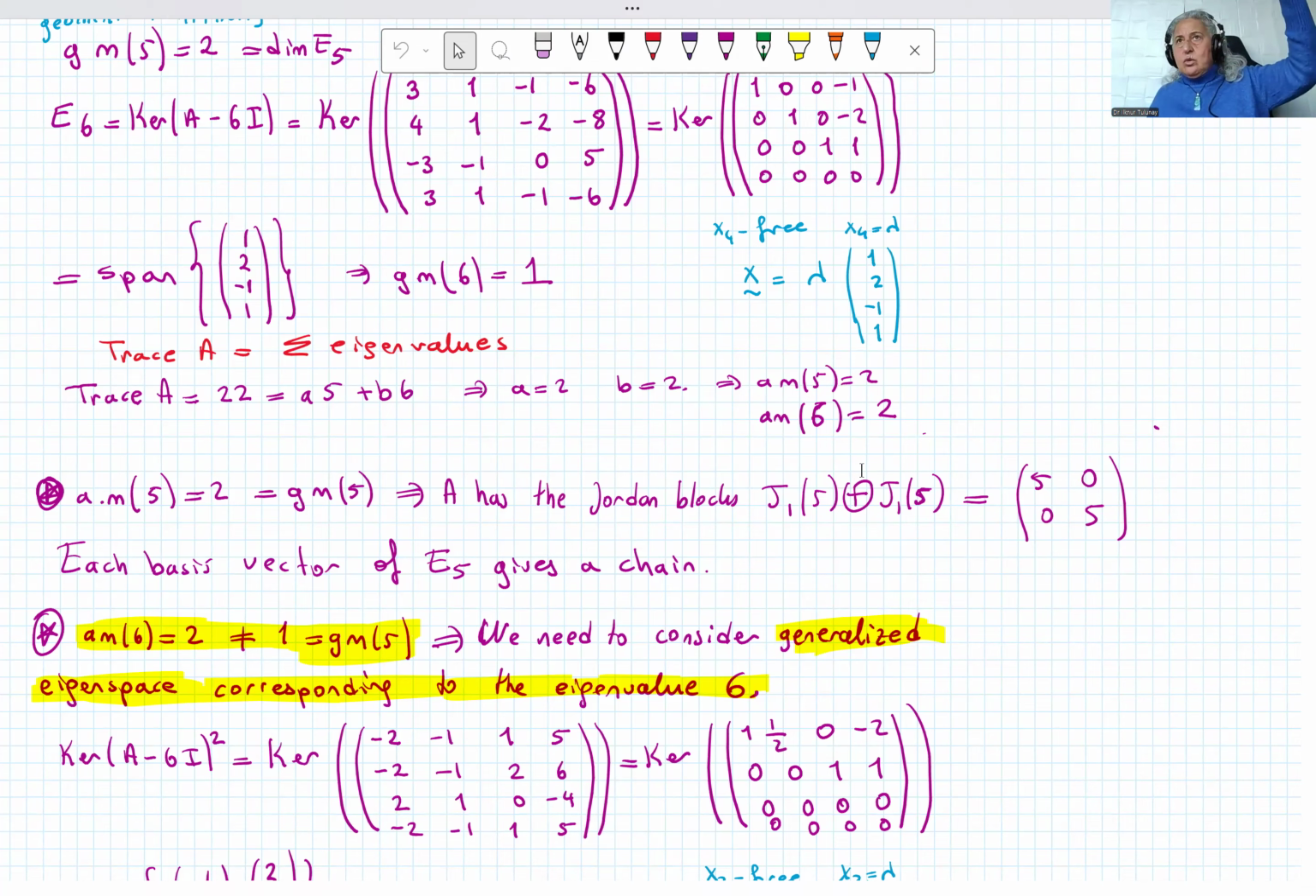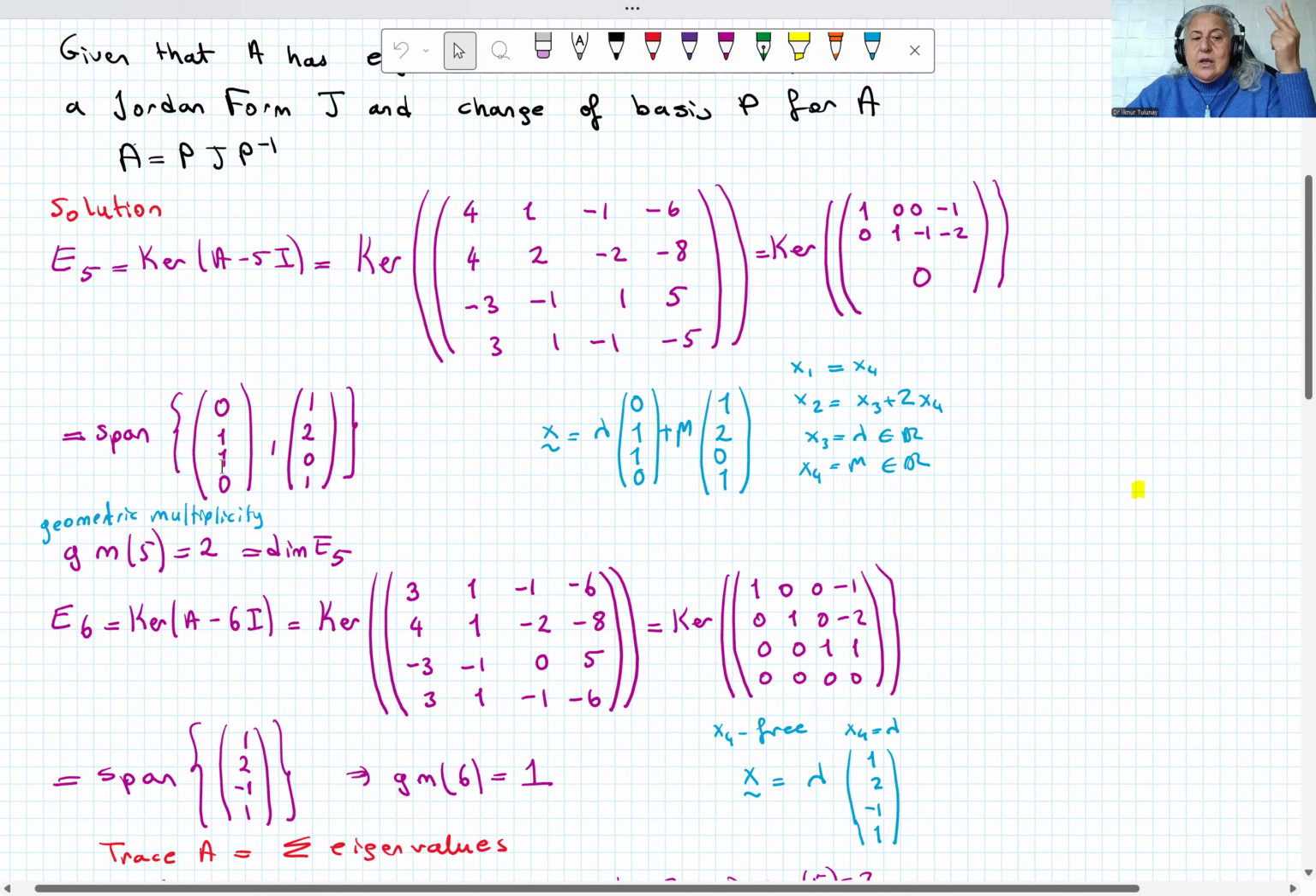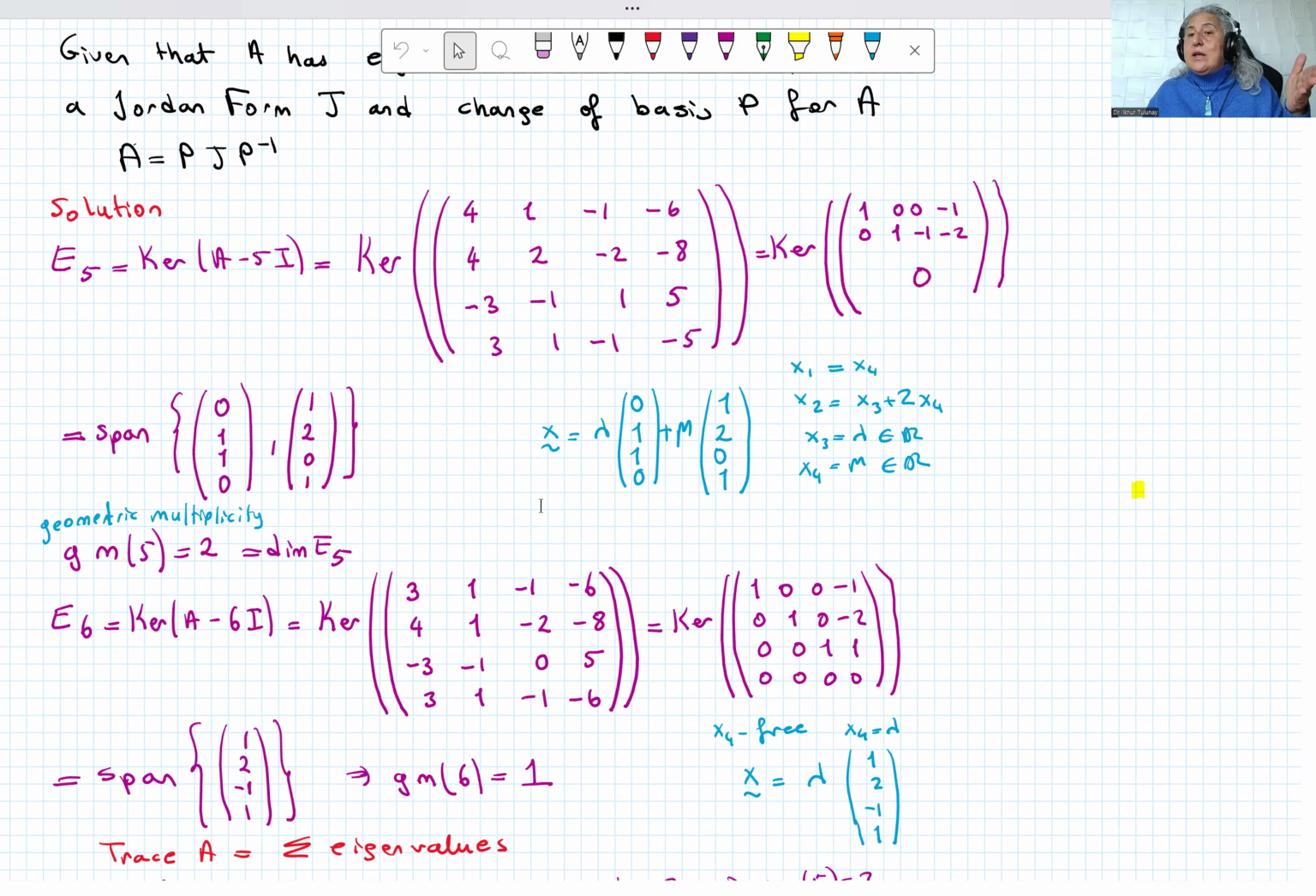So I have one block and one block. That implies this, because I have enough number of eigenvectors coming from the eigenspace corresponding to eigenvalue 5. I have two eigenvectors, and algebraic multiplicity and geometric multiplicity is 2. I have enough 2 column vectors to plug into the matrix P in my calculation, corresponding to eigenvalue lambda equal to 5, which appears twice in the Jordan block decomposition.